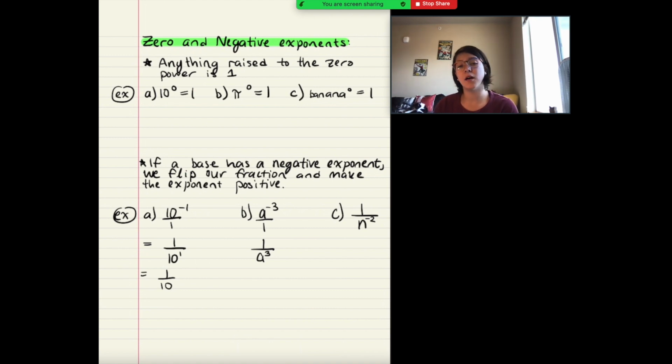So this time our base is in the denominator, but the same rule is going to apply. We're just going to flip our fraction and make our exponent positive. So 1 over n to the negative second, if we flip that, we get n, we make our exponent positive, over 1. But anything over 1 is just that thing, so I'm just going to write it as n squared. Okay, so let's look at some examples using these properties.